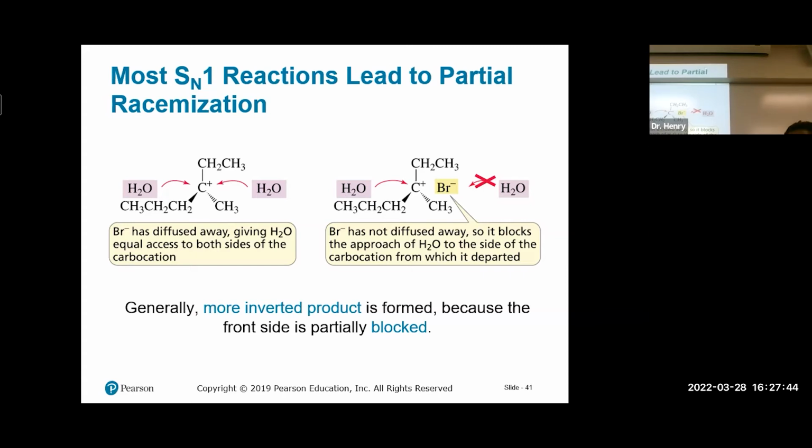Okay, so most SN1 reactions are going to lead to a partial racemization. Again, we're able to attack on both sides, right? If the bromine is able to diffuse away, we can get attack on both sides. If the bromine isn't able to diffuse away, then this side is going to be blocked, and we're going to end up attacking on one side or the other, because you have the bromine kind of blocking that.